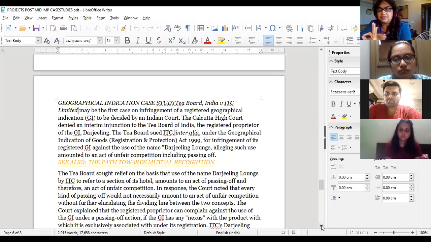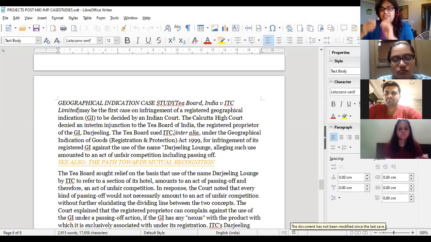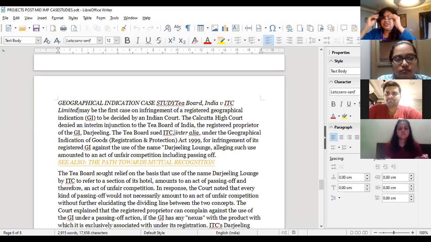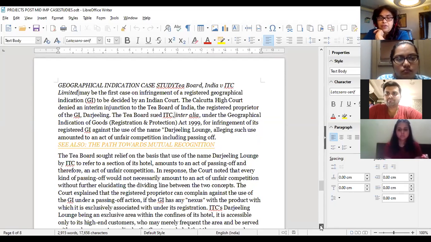Very, very important is this particular company, the Tea Board and inter alia ITC, under the geographical indication of goods registration for infringement of registered geographical indication against the use of the name Darjeeling Lounge, alleging such a use amounted to an act of unfair competition, including passing off. So they said that this belongs to our Darjeeling tea, so you are not supposed to use it as a room.